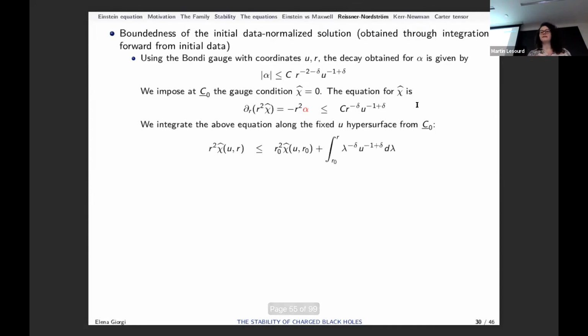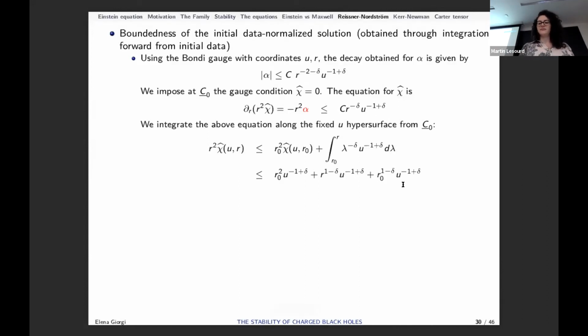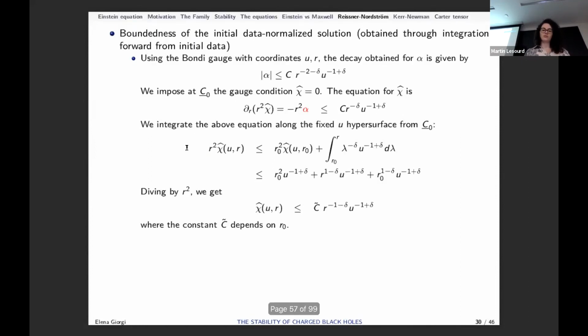You can basically integrate from initial data forward. You have this sort of integration. You pick up something that looks like a growth in r, but there is an r squared in the equation. So you obtain precisely the boundless even decay for the chi hat in this way, with integration forward.